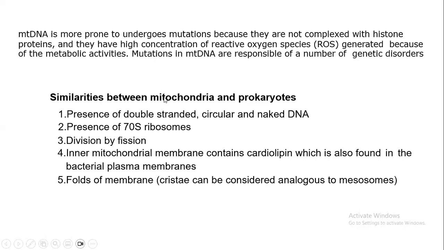Now, coming to the similarity between mitochondria and prokaryotes, first of all, they both show the presence of double-stranded circular and naked DNA. They both show the presence of 70S ribosomes. Division of mitochondria as well as prokaryotic cells takes place by fission. The inner mitochondrial membrane contains a lipid, cardiolipin, which is also present in bacterial plasma membranes. And the folds of the membrane, that is cristae, are considered analogous to the mesosomes that are present in prokaryotes.